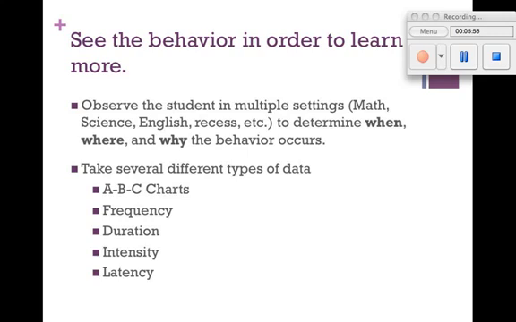There are several different types of data that you can take. ABC charts are probably the most important in doing an FBA. You can also measure the frequency of behavior, its duration, how long it lasts, its intensity. Does it affect just that one child, or does it affect the whole class? How intense is it? And the latency. How long after a direction is given does the behavior occur?